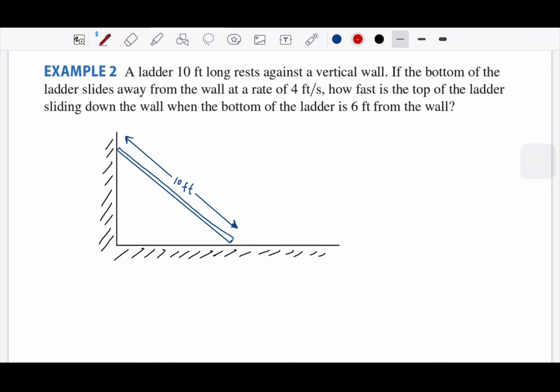And then it doesn't give you any symbols, any variables. So we name our variables by ourselves. Maybe naming this y, this x, because it's easy to follow. Y is the vertical, x is the horizontal one. And then it gives you the 4 feet per second. So it has dx over dt, 4 feet per second, because it slides away from the wall.